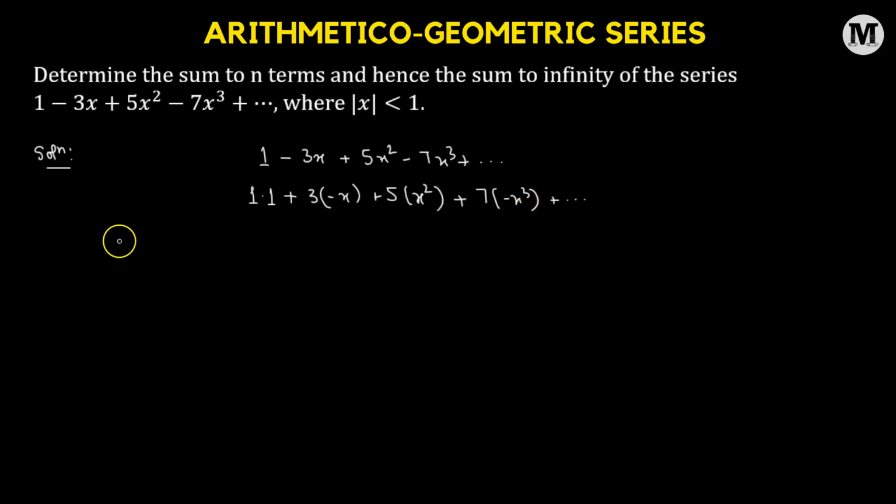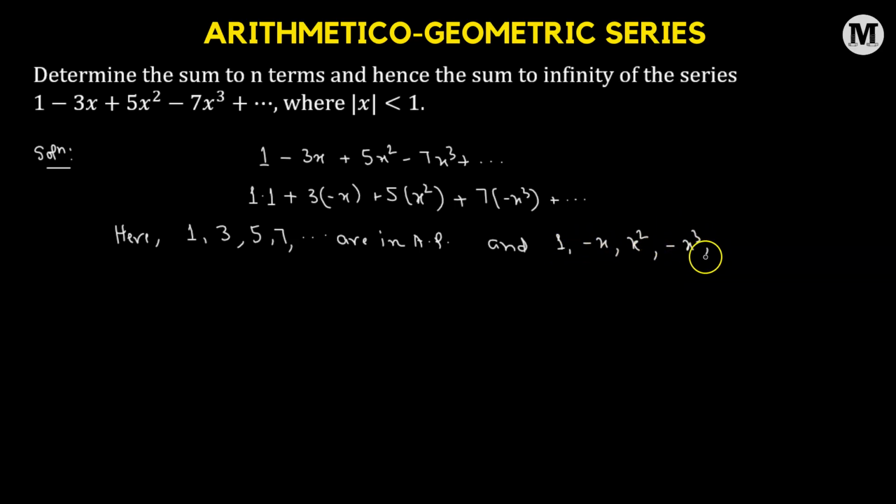Now, if we take the constant terms, that means the first term is 1, the second term is 3, the third term is 5, the fourth term is 7, and this is going to continue, then these terms are in arithmetic progression. And if we consider the first term 1, the next term negative x, the third term x squared, the fourth term negative x cubed, then these terms are in geometric progression.